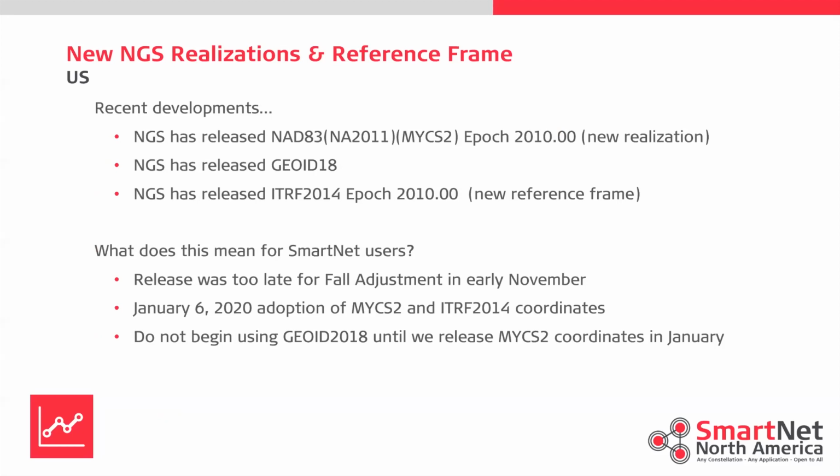So, new NGS realizations and reference frames. As I said a second ago, NGS has released the NAD83 NA2011 MYCS2 EPOCH 2010 realization. They did this in September. So it is a new realization of the previous reference frame. They've also released GEOID18, which is tied to this new realization. And they have also released the coordinates for the NGS stations in ITRF 2014, EPOCH 2010.